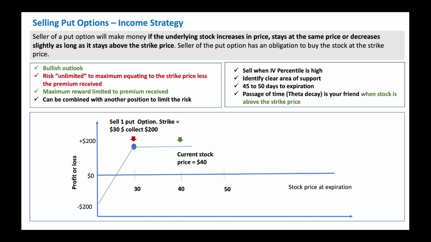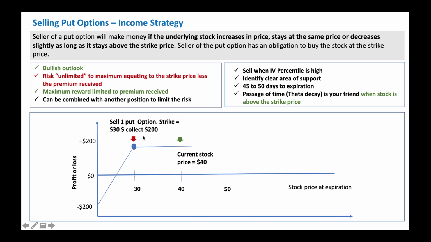So with that, let's look at a quick example here. Here we have a stock. Right now it's trading at $40. And you as a trader, your outlook is bullish. You think this stock is going to go higher. And you also identified the IV percentile of this stock is above 50 right now. So you think, hey, stock is going to go higher. And by selling a $30 put here, you're basically going $10 below the current stock price.